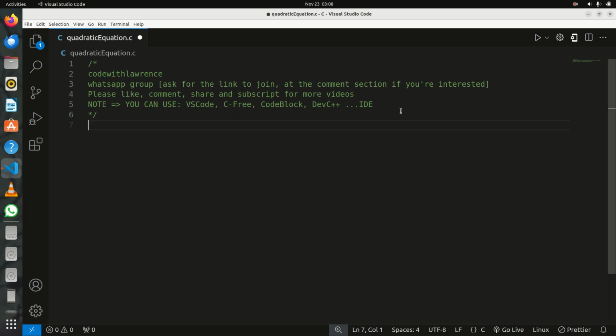Guys, Code with Lawrence. Today we are going to write a C program to calculate the root of a quadratic equation in the form ax squared plus bx plus c. Without waste of time, let's get started.